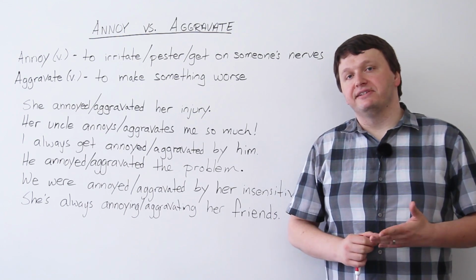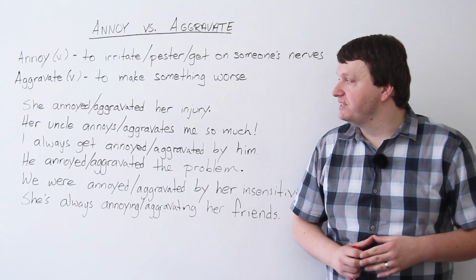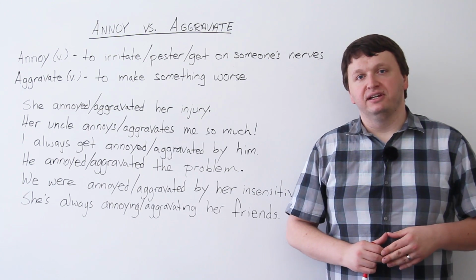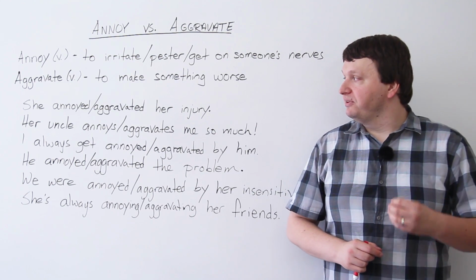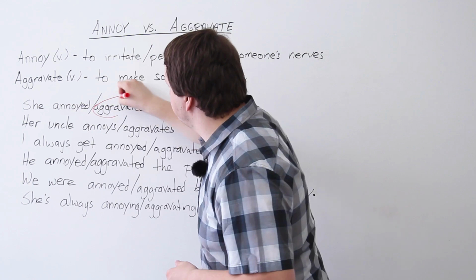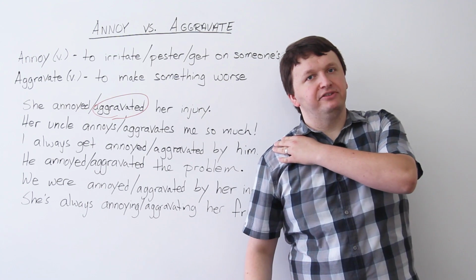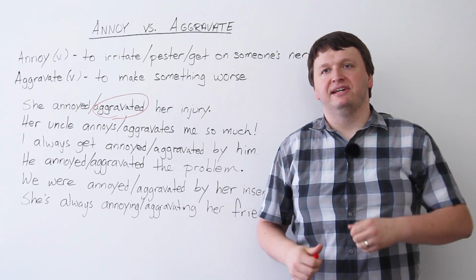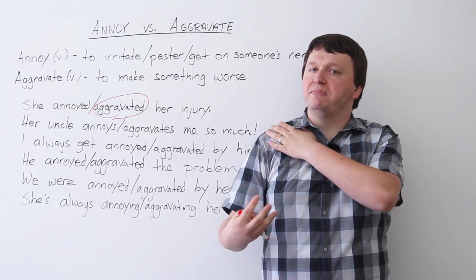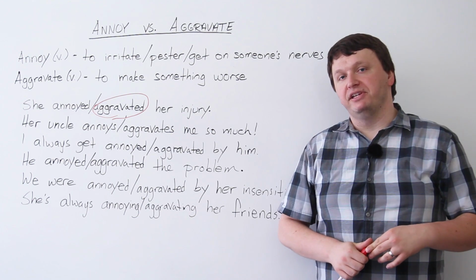So let's look at the sentences and decide which word we should use to complete each sentence. Now, the first one says, she annoyed or she aggravated her injury. Now, if you were listening to me just now, you clearly know that here we should be using aggravate, right? She made her injury worse. So maybe she had a shoulder injury and she decided to do some really extreme exercise and then her injury was aggravated. She aggravated her injury. She made it worse.